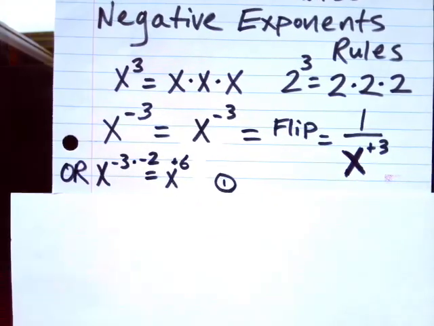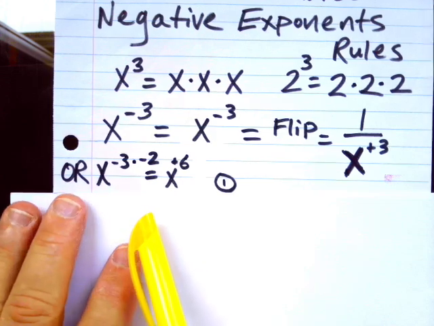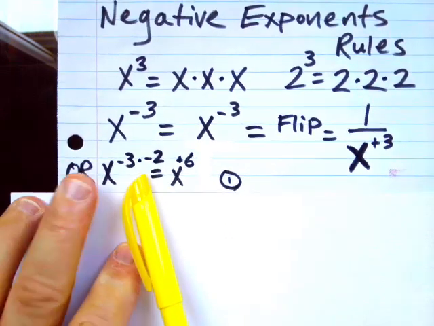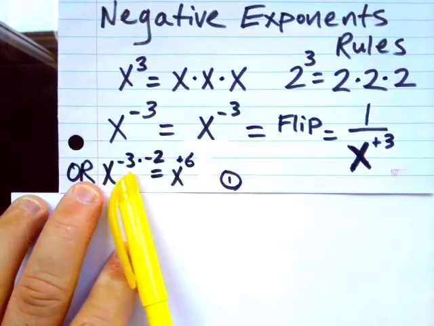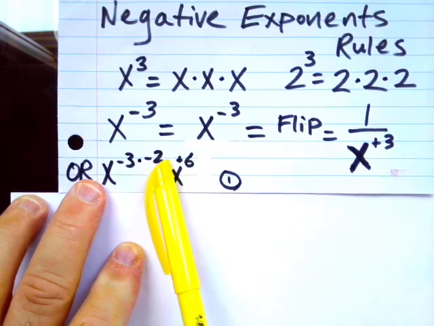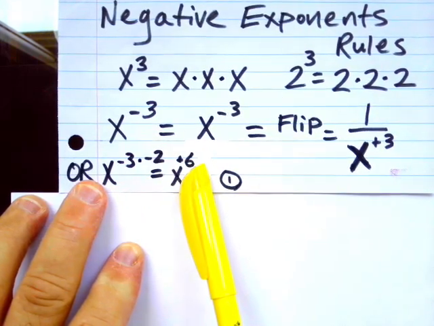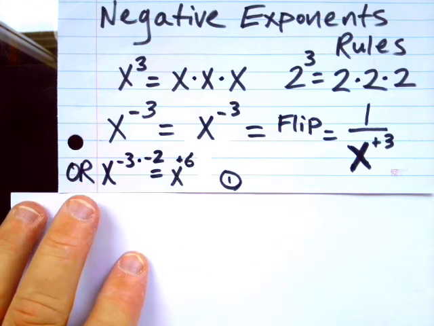And of course, when you have a power to a power, you multiply. Negative 3 times a negative 2 is a positive 6.